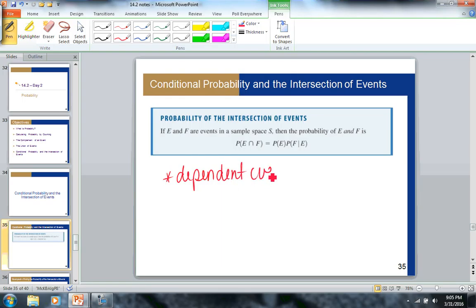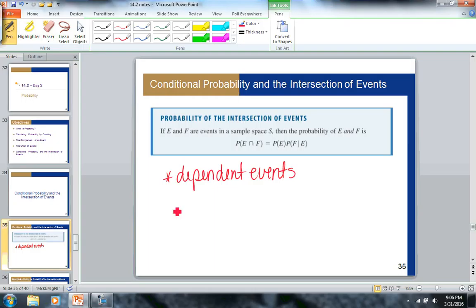And what that means is that the first event depends upon the other, or actually the second event depends upon the first. So this is where you would have a bowl full of M&Ms, let's say, and you reach in and you grab a red M&M and then you eat it. And then you reach in and you grab another one. So after you've eaten that first M&M, you've reduced the total sample size that you have to choose from when you're selecting your second M&M. So that second M&M depends upon the selection of the first one.